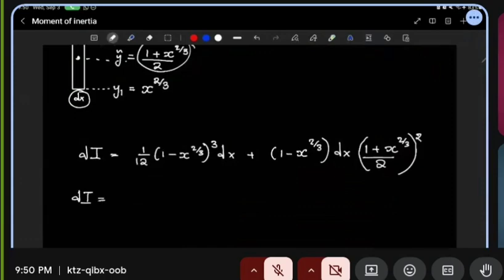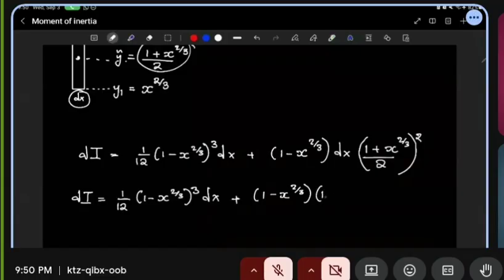dI is equal to 1 over 12, 1 minus x, 2 over 3, the power 3 dx. Then this part, you can square, the dx goes to the far end. Here, when you square, you're going to end up with 4 over 3. You can leave it like this anyway for now. So I have plus 1 minus x, 2 over 3, multiplying.